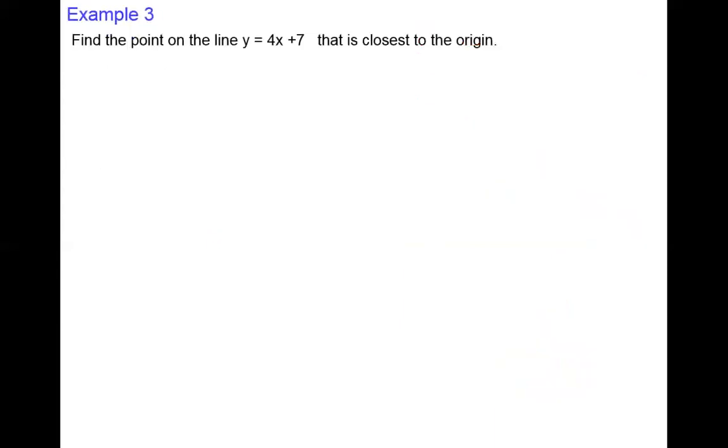Okay, now example number 3. Find the point on the line y equals 4x plus 7 that is closest to the origin. Okay, that means the only information that is given is the equation of the line, and the origin means 0, 0. That means the given information is just the line, and the required information is the closest to the origin, which means the distance. We have to create a function that represents the distance between the line and the origin, and this distance must be minimum.